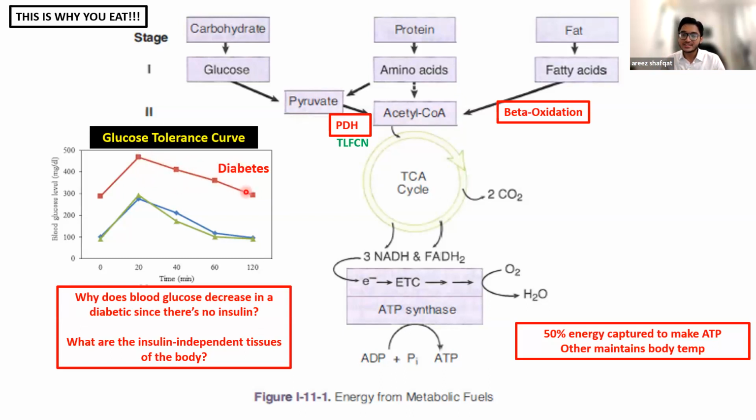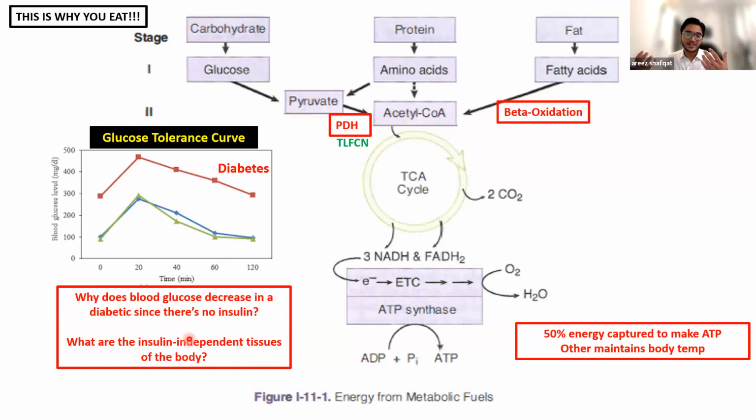However, if you see in diabetes, glucose does come down eventually. That's because in your body, there are insulin-independent cells which don't require insulin to take up glucose. The two insulin-independent cells that you need to know are the brain and the red blood cell, okay? So that's all you need to know from this slide.